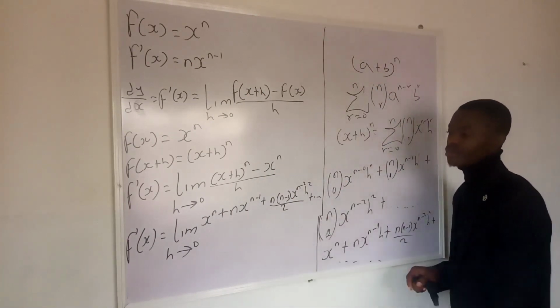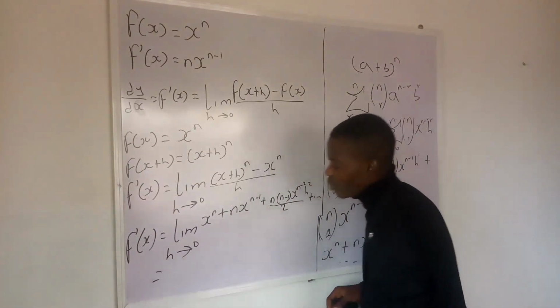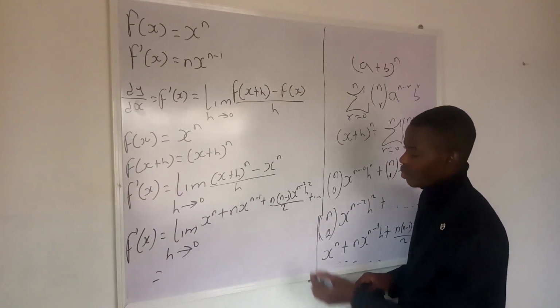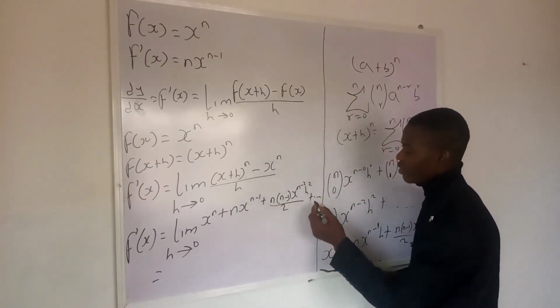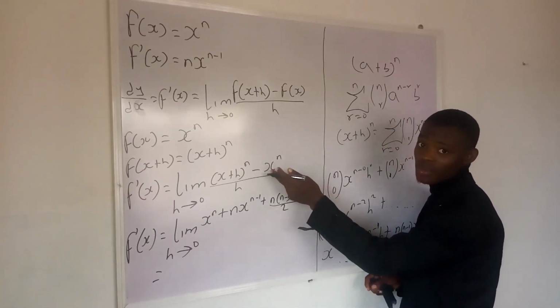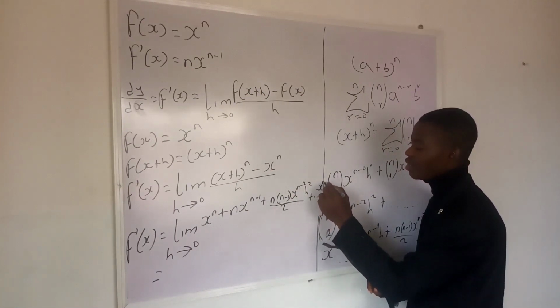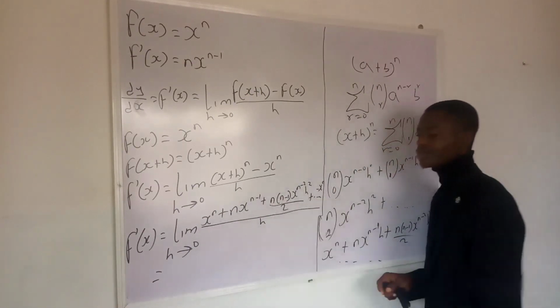Now let's simplify forward. Okay, we are not through. So minus, what should I write? I'm out of space, so let me just put it there, minus x to the power of n. This is the one I wanted to write: x to the power of n, and everything entirely is divided by h.